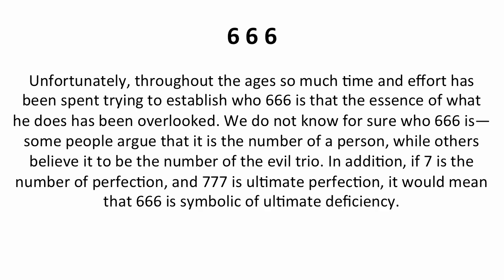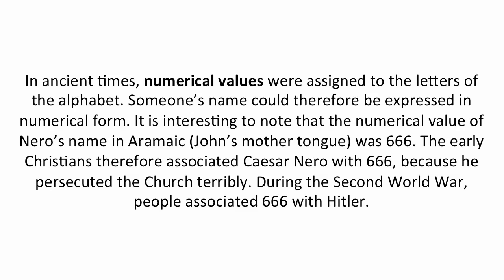Some people argue that it is the number of a person, while others believe it to be the number of the evil tree. In addition, if 7 is the number of perfection and 777 is ultimate perfection, it would mean that 666 is symbolic of ultimate deficiency. In ancient times, numerical values were assigned to the letters of the alphabet. Someone's name could therefore be expressed in numerical form.